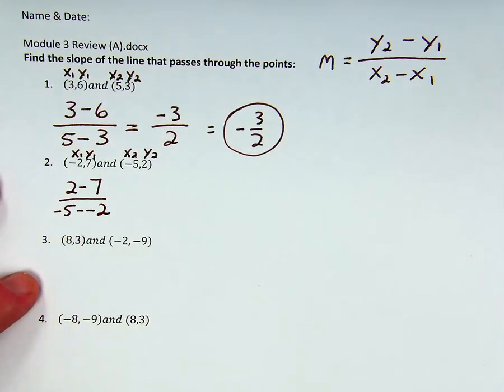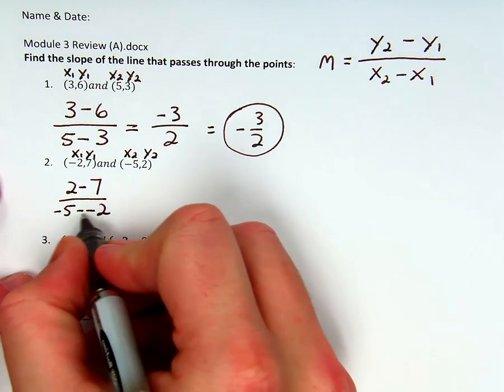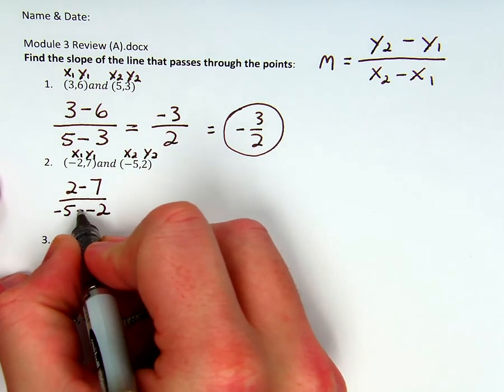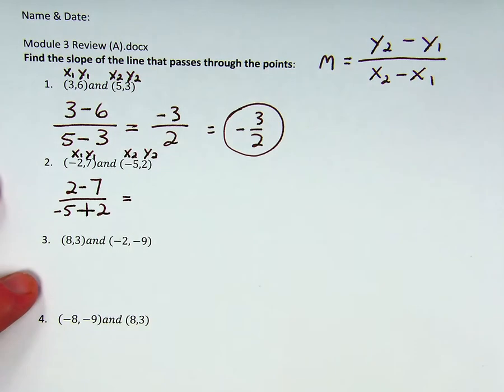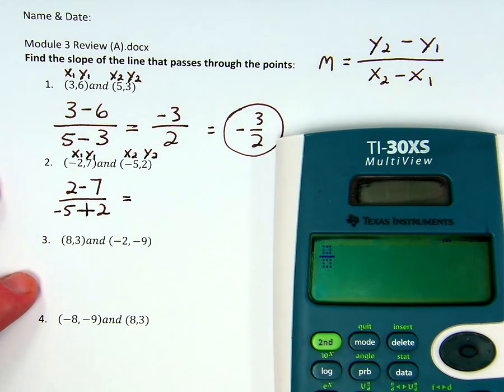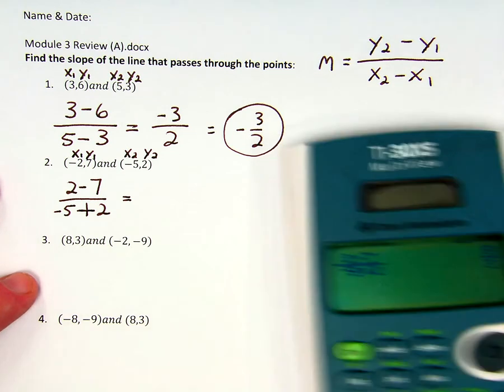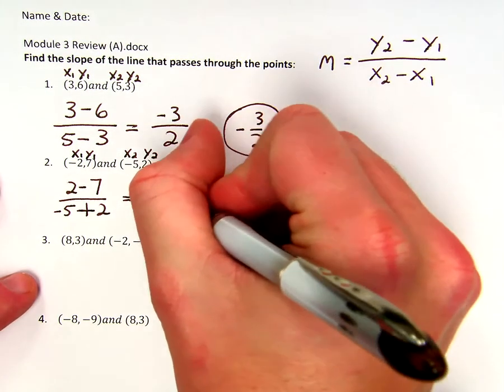Remember, anytime in math that you have a double negative or 2 negative signs in a row, you can turn them into a giant plus. And you could use the calculator method to solve this one, which is to hit the fraction button and type it how you see it. 2 minus 7 on top, negative 5 plus 2 on bottom, hit enter, and our answer is 5 over 3.